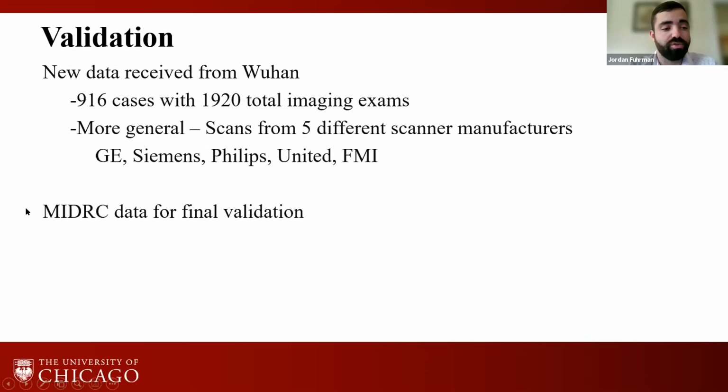And then finally, if we're able to achieve strong performance on both the preliminary data set and this new validation set, we're planning to utilize data from MIDRC as final validation.